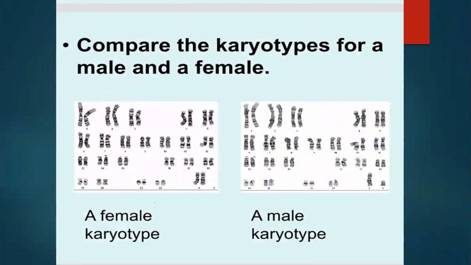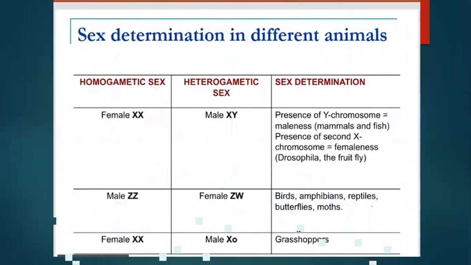Now we will see the karyotype of male and female, both of them. All chromosomes are the same here, but if you see the last chromosomal pair, that is different. You can see here two X chromosomes are there in female, but Y is absent. In male, if you see, one is X and the other is Y chromosome. The Y chromosome has a different structure also, and fewer genes as compared to the X chromosome.